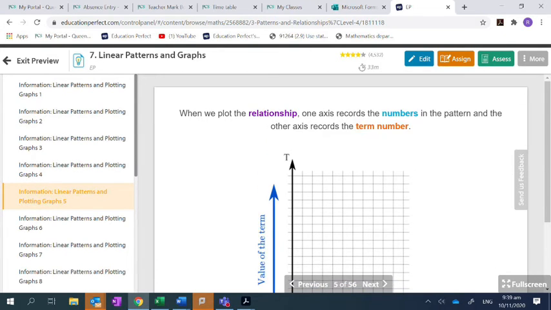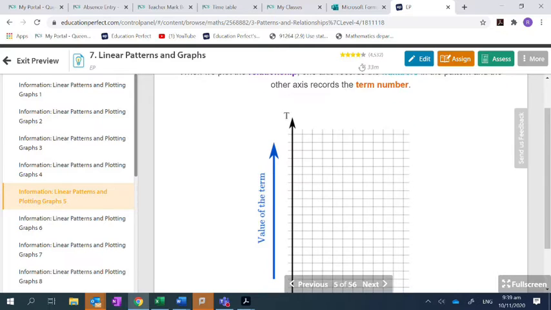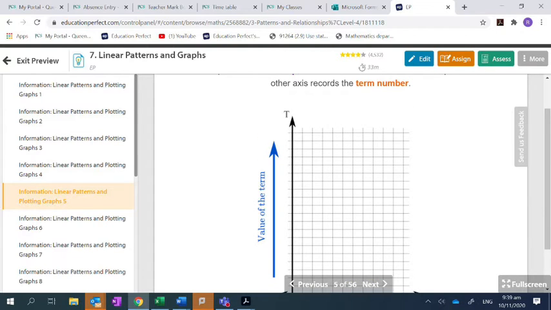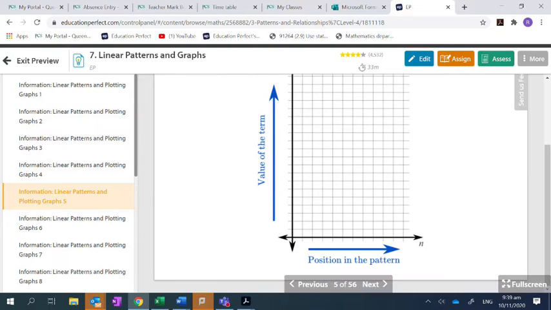So remember that when you plot the relationship, you're going to have the position in the pattern. If you're using N and T, the position of the pattern, which number, 1, 2, 3, 4, 5, always goes along the x-axis, or the n-axis in this case. And then the value of the term always goes on the y-axis, which we call t in this case, because on your chart they were using N and T. Remember, use the letters that they give you, right? Okay.